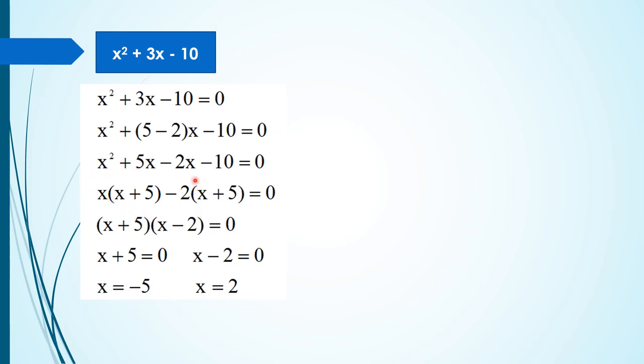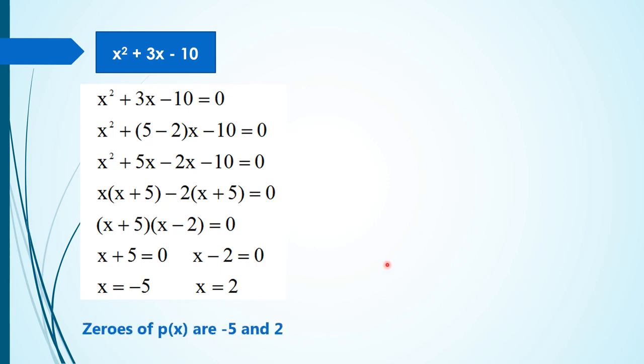Take first two terms as one group and last two terms as another group. From first two terms common x, remaining is x plus 5. From the last two terms common minus 2, remaining is x plus 5. From both the groups common x plus 5. From first group if you take x plus 5 as common, remaining is x. From the second group by taking x plus 5 as common, remainder is minus 2. Therefore we express the given quadratic polynomial as product of two linear polynomials. Equate them separately to 0, we will get the respective zeros as minus 5 and 2.